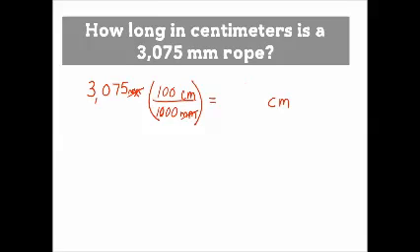In this case, I can actually cross out some zeros and basically end up dividing it by 10. In other words, I'm multiplying it by 100 and dividing it by 1,000, which ends up being like dividing it by 10, which means I have 307.5 centimeters.